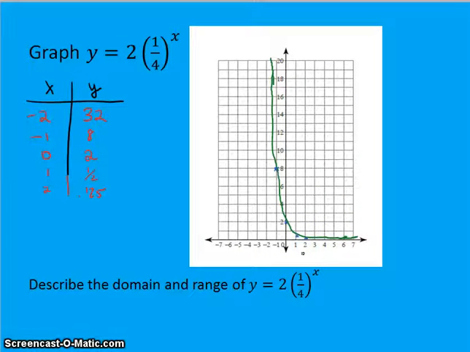Domain and range are going to be similar here. The domain, we can plug in any x values we want. So domain, possible x values, is all real numbers. The range is going to be y is greater than 0. It stays above the x-axis.